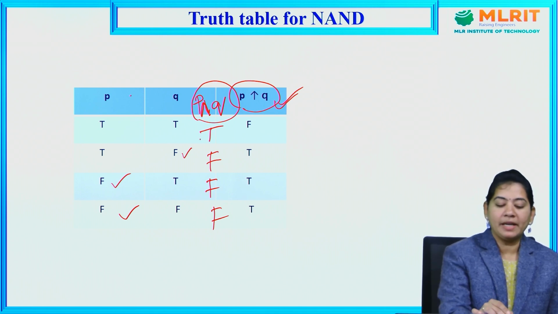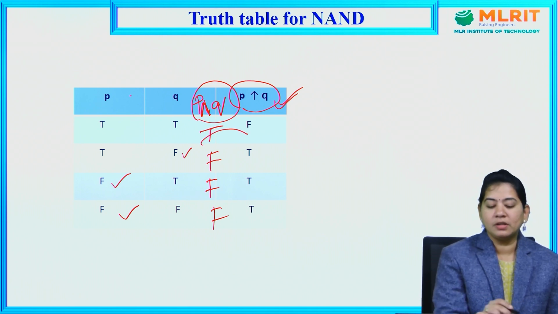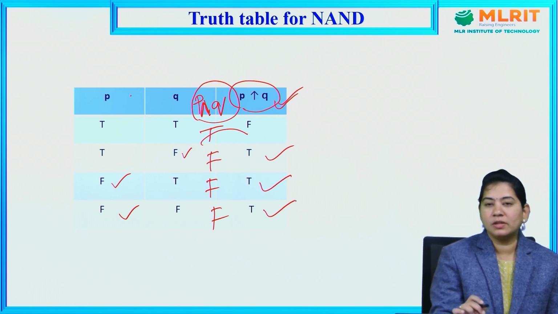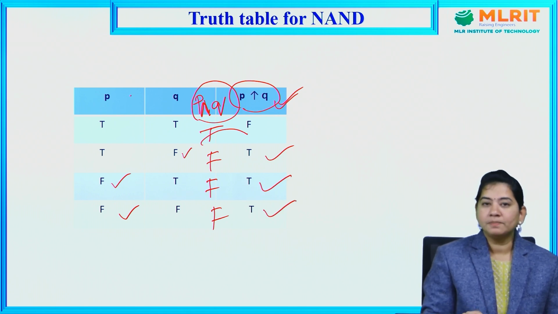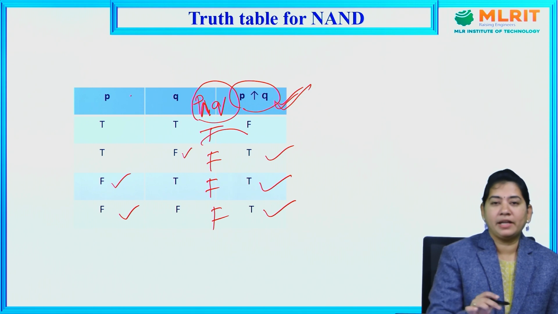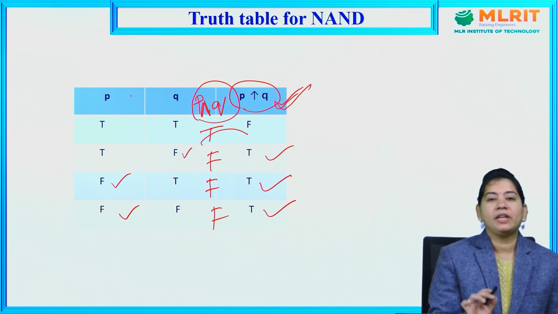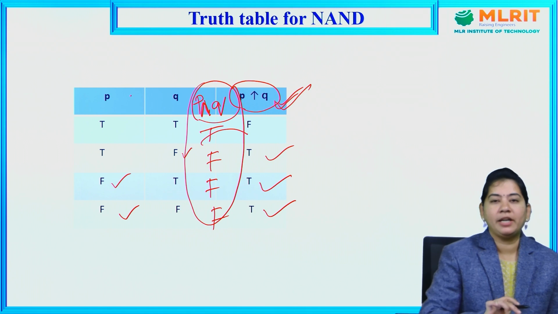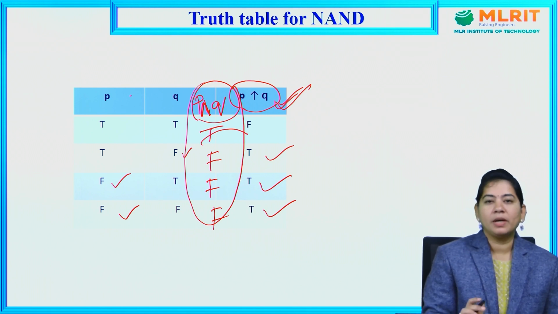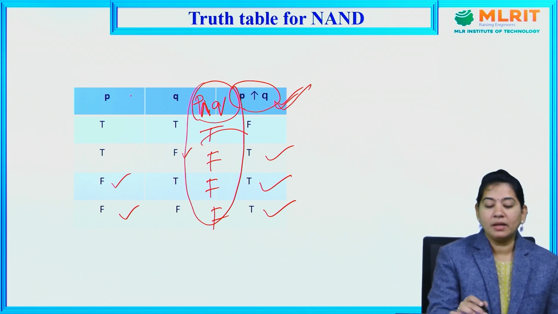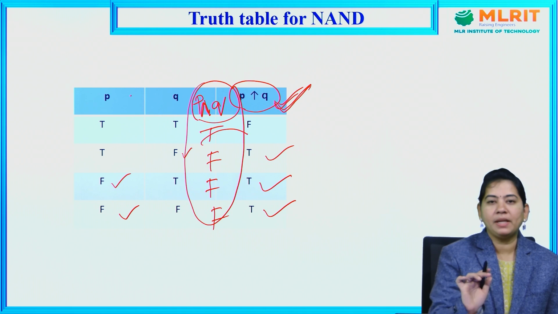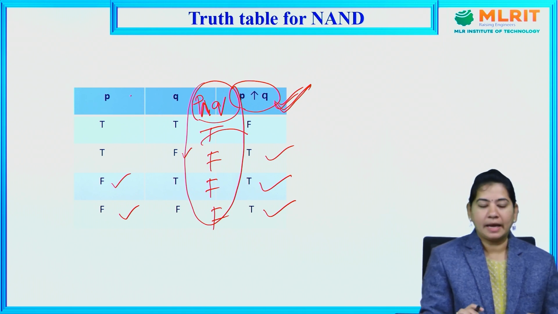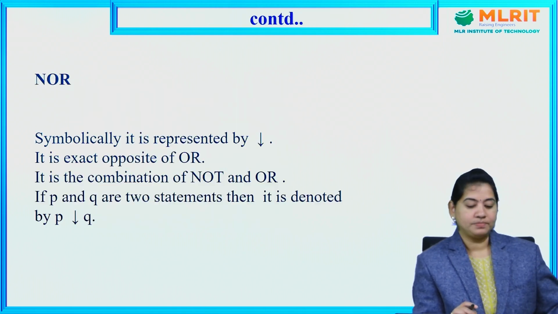Now, applying negation to this P and Q, true will become false. False will become true, and here also false will become true. In the last row also false will become true. So this is P NAND Q. But basically, whenever they ask a question, you are not supposed to mention P and Q specifically in the table; you have to imagine it in your head and calculate only P NAND Q. So this is NAND.